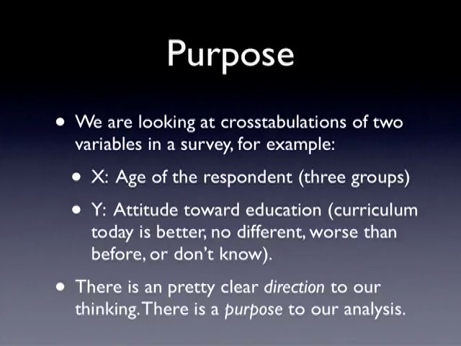X is an independent variable. It's a variable that describes the sort of pre-existing condition of the respondent, and Y is an attitude that may depend on, or be a dependent variable for our analysis, depends on the age and other factors.